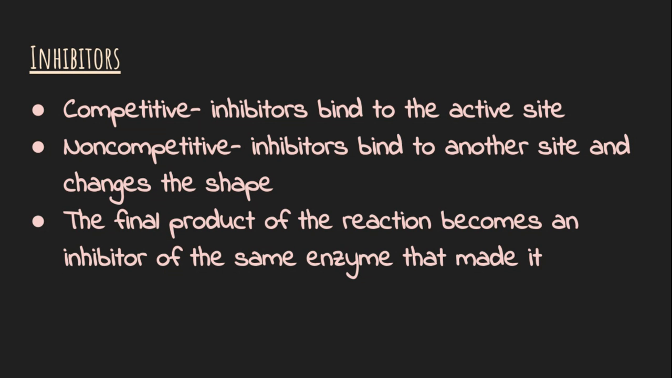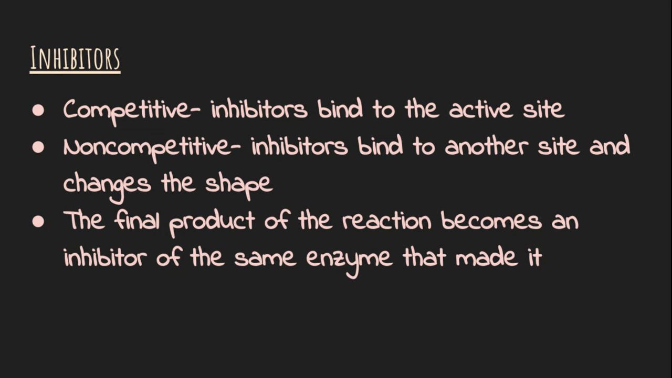And then we have the last one. It's what we call a feedback inhibitor. This is where the final product of the reaction becomes the inhibitor of the same enzyme. What I mean by that is, say lactate, for example. Let's say your body wanted to make 10 lactate.